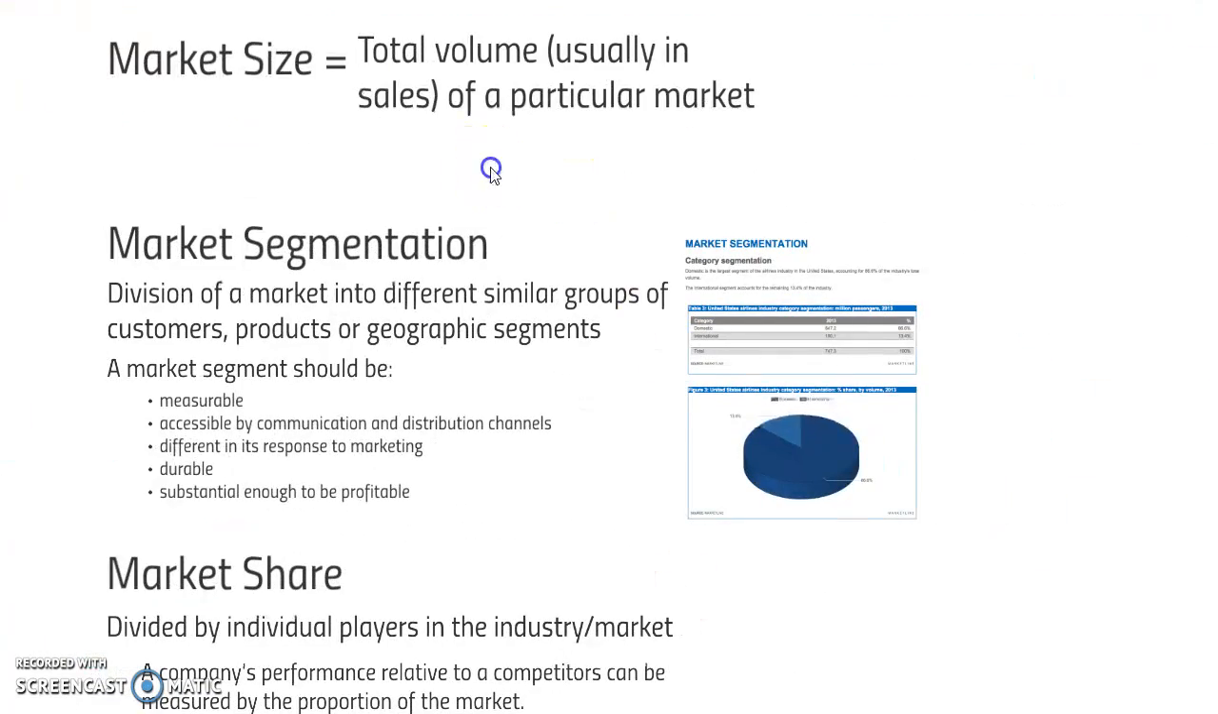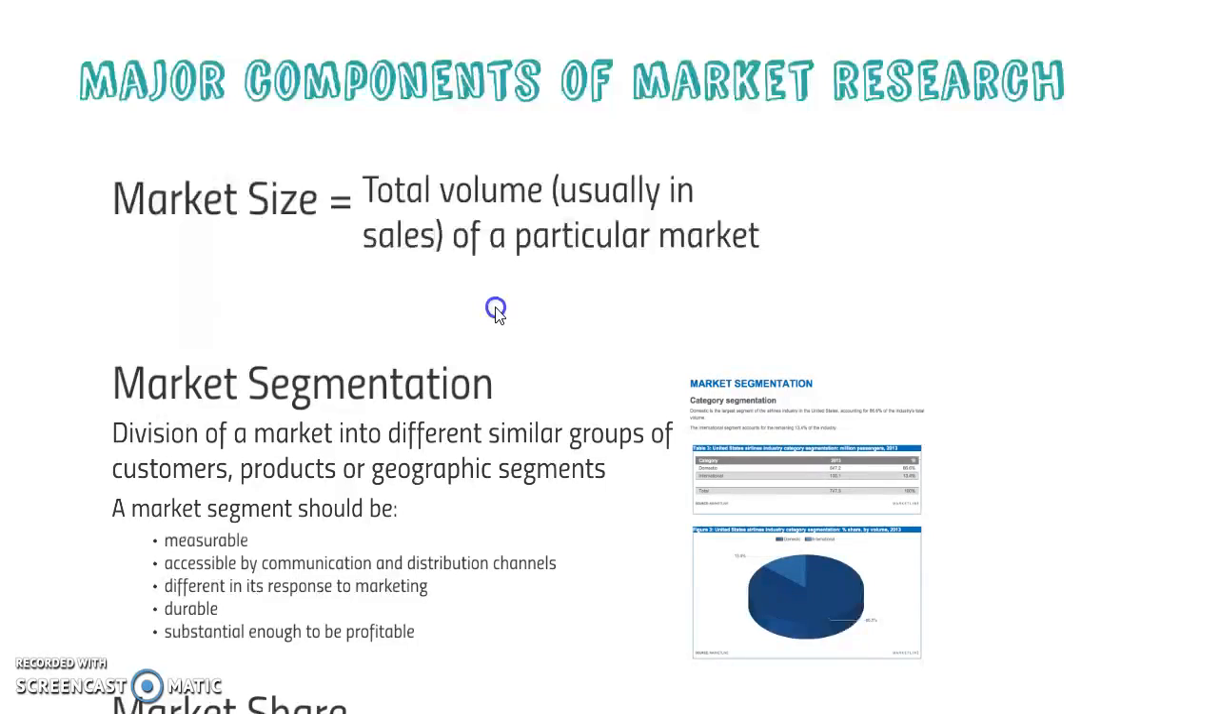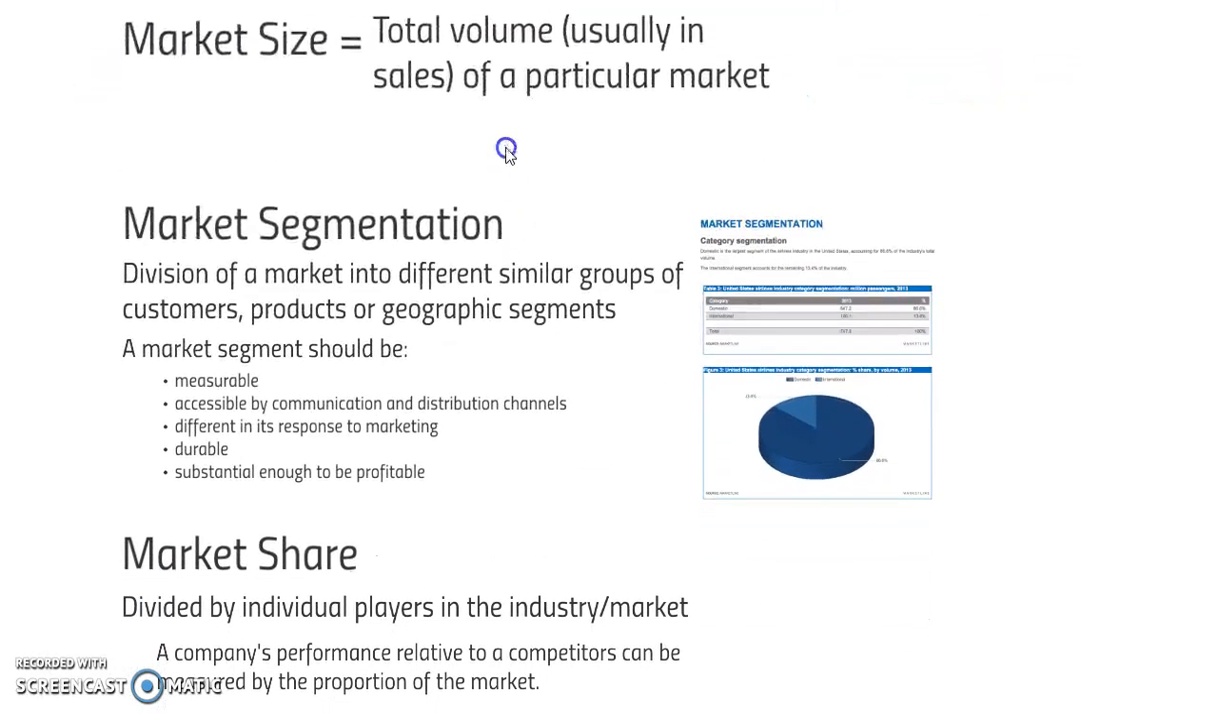All right, so, I need to move this down for a second. So, components of market research. Those would include market size. So, that would be your total volume of a particular market. So, for instance, and I'm just making this figure up, it's highly inaccurate, but let's say that you have a market for chocolate covered roaches, and you were in the business of selling these chocolate covered roaches.